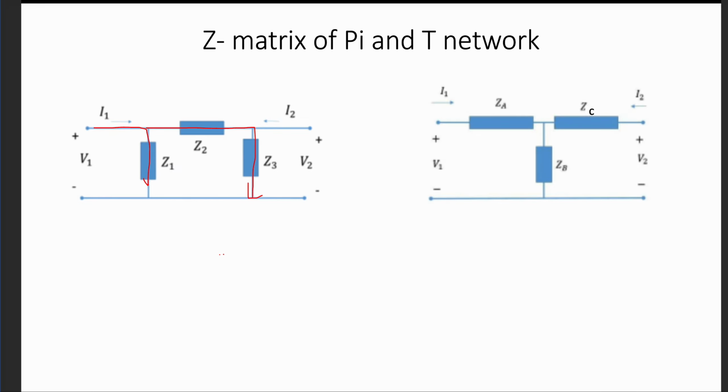So again I am telling, we have calculated the Z matrix of this pi network, and we have now the general form of all four parameters Z11, Z21, Z12 and Z22 in terms of Z1, Z2, Z3. And now you can apply the same concepts and you can calculate what is the Z matrix of this T network. Again I am telling, these questions are really important, so I will urge you to solve it by yourself and then calculate it for these arbitrary impedances.